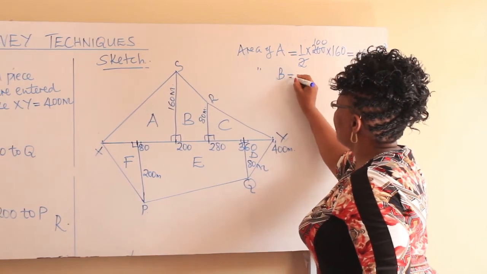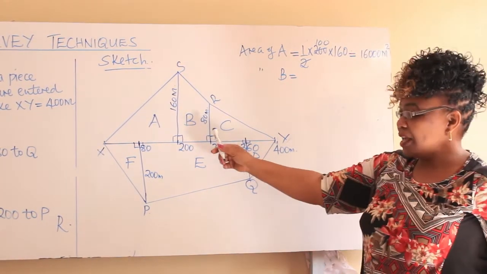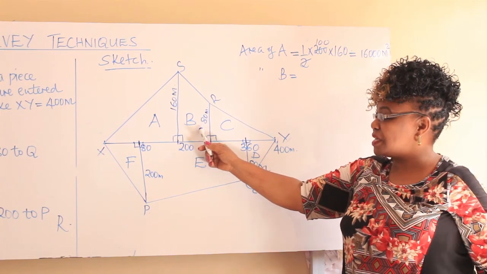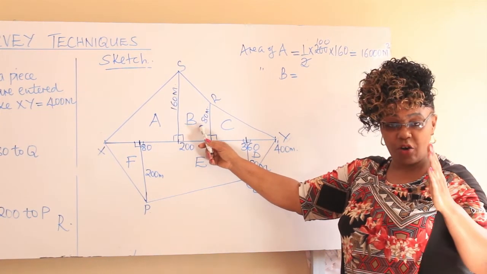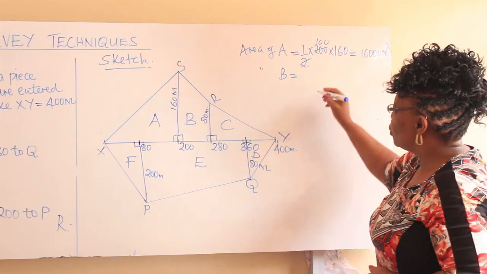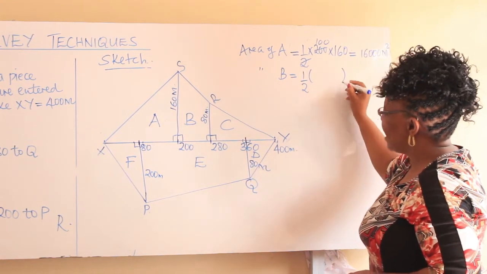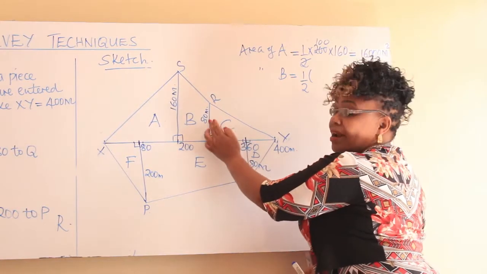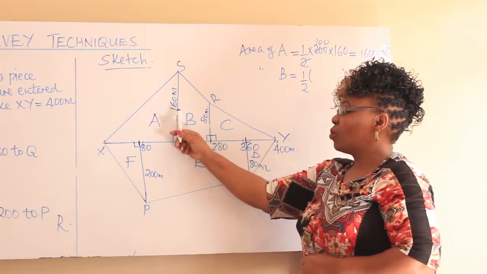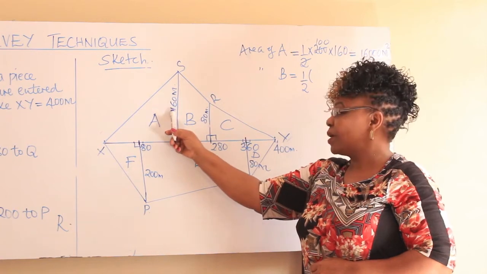You go to B. What is the area of B? This is a trapezium. How do you find the area of a trapezium? You talk of a half, sum of the parallel lines, 80 and 160.